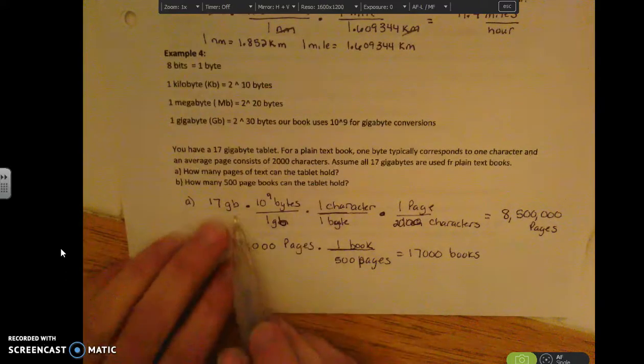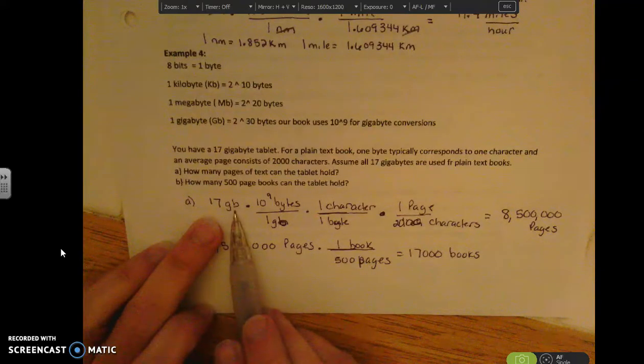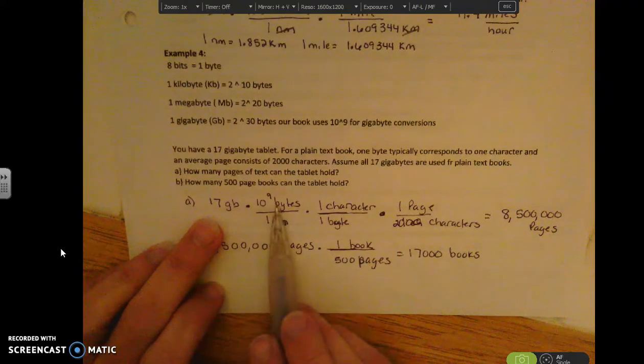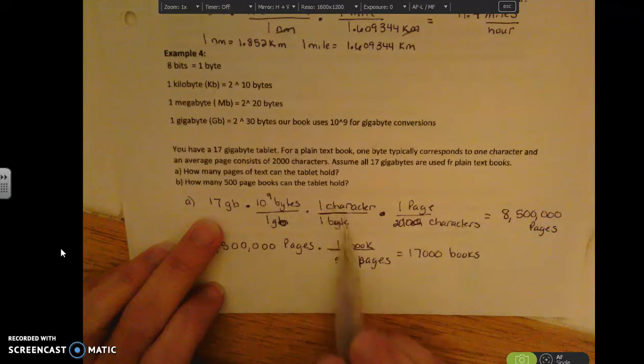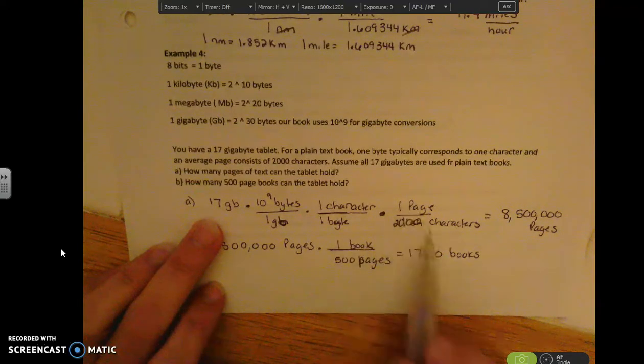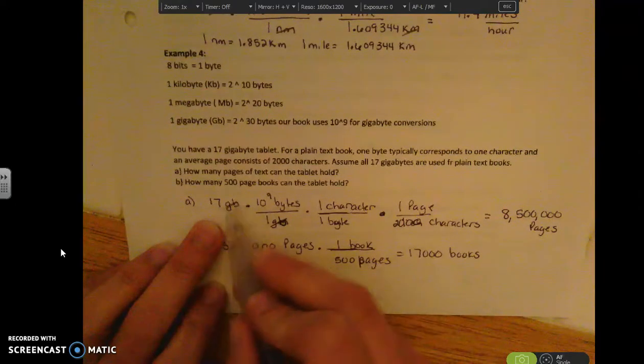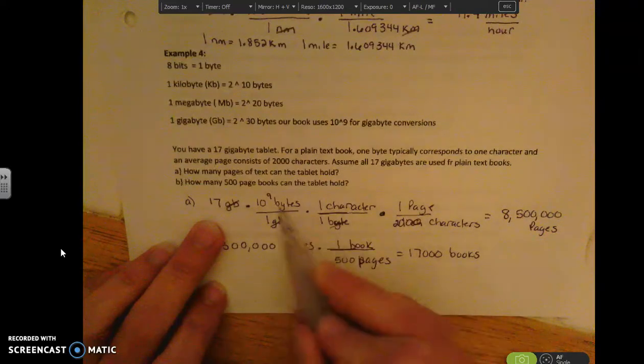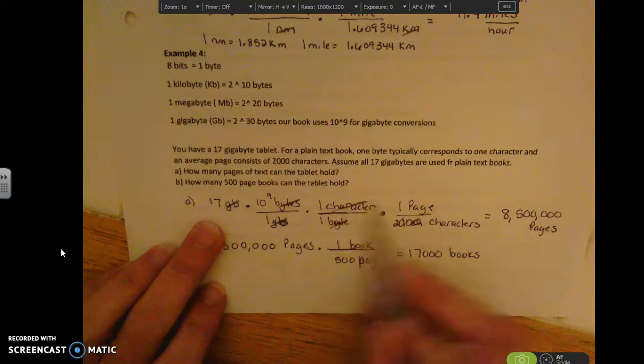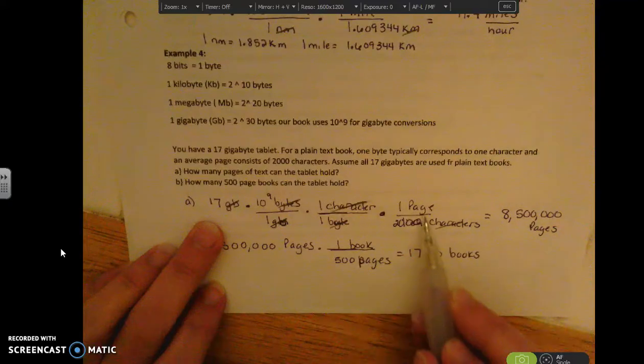So we're going to do some conversions. 17 gigabytes. And we have 10 to the 9th bytes over 1 gigabyte. And then we have 1 character over 1 byte. And we have 1 page equals 2,000 characters. Sorry, it's a little messy. So again, look at this. The gigabytes cancel out. The bytes cancel out. The characters cancel out. And all I'm left with is pages.